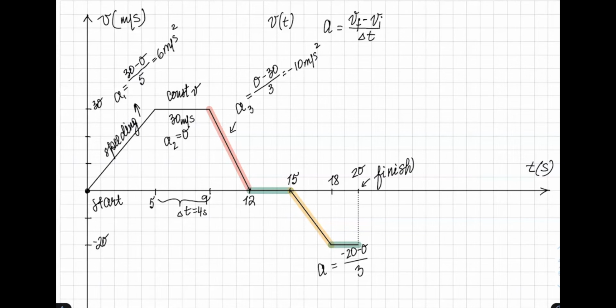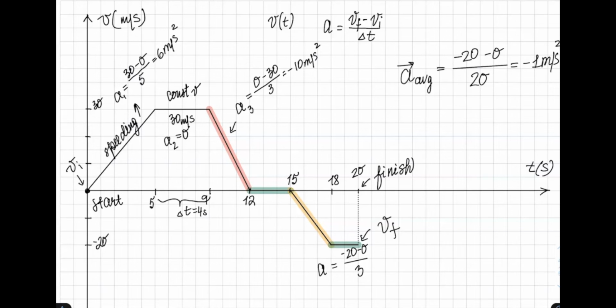Overall, if we were to find the average acceleration, it is the total change in velocity throughout the total time. The total time here is 20 seconds. This is your v initial at 0, and this right here is v final. So v final is negative 20 minus 0, so overall our acceleration is negative 1 meter per second squared.